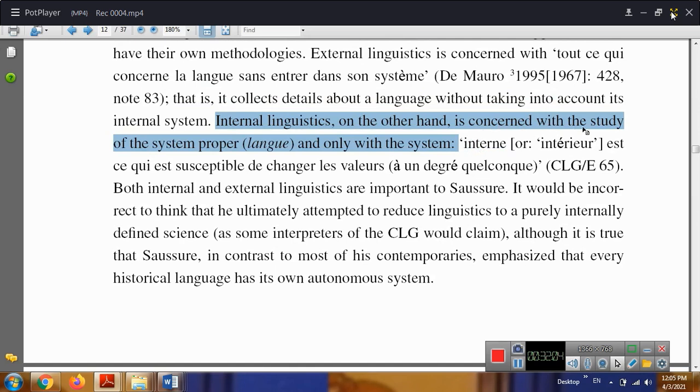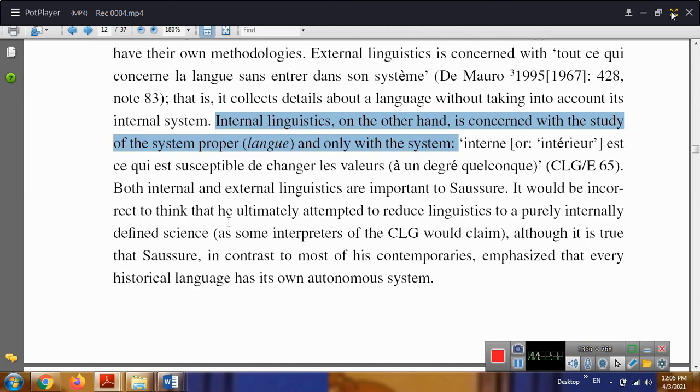But what we mean by internal linguistics, on the other hand, is concerned with the study of the system proper of language, and only with the system. Here in internal linguistics, we just pay attention to the system of language, only the system, not the external characteristics of language. Both internal and external linguistics are important to Saussure.